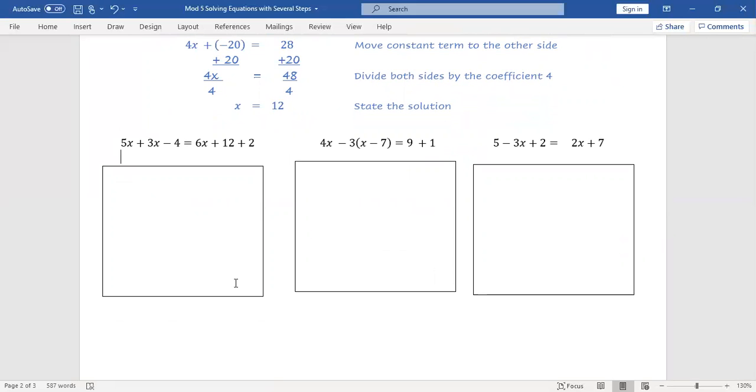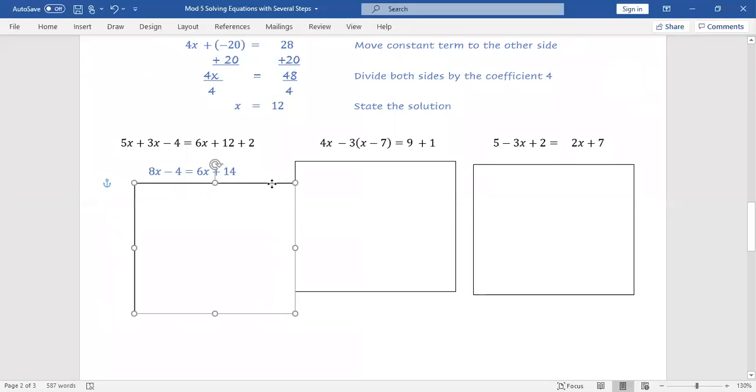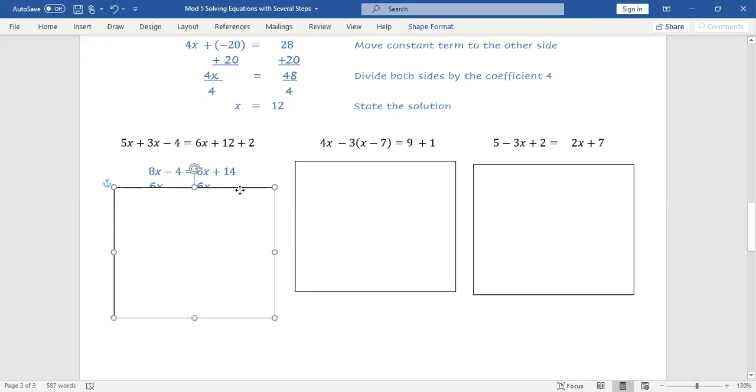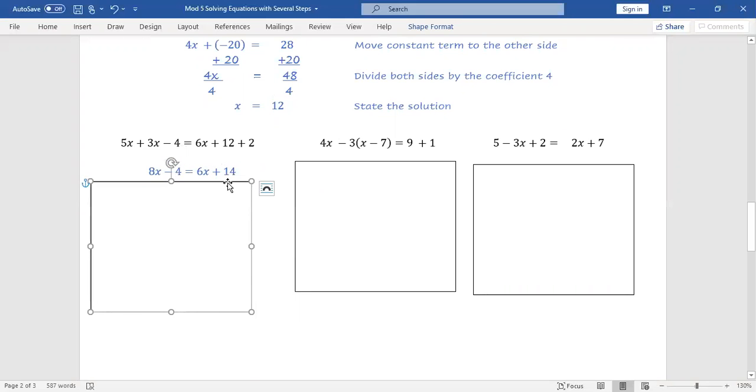Again, I'm going to just look at the left-hand side and simplify it. My 5x and 3x are like terms, they're variable terms. I'm going to add those together, and I'm going to get 8x. My constant, the negative 4, just comes down to follow. Now on my right-hand side, the only two like terms I have that I can simplify are the constants, the 12 and the 2. They add to get 14.